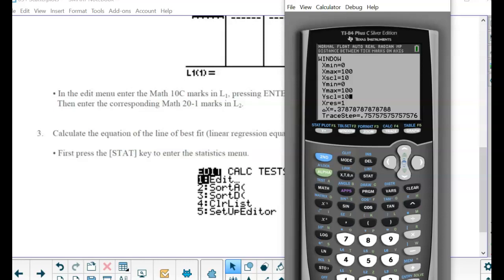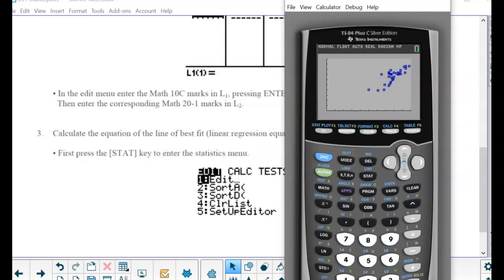Okay, now press graph. And you should see all of those points, right? So for each row in those lists, the 10C is the horizontal X value, and the 20-1 is the Y value of each of those points. So it does look like it's a positive correlation, because as the marks get higher in 10C, the marks in 20-1 are higher. Kind of makes sense, right?